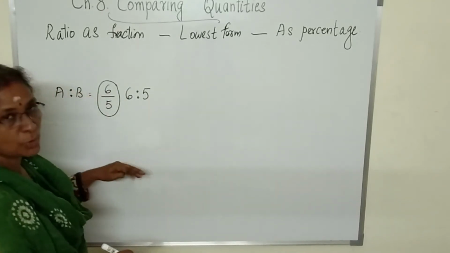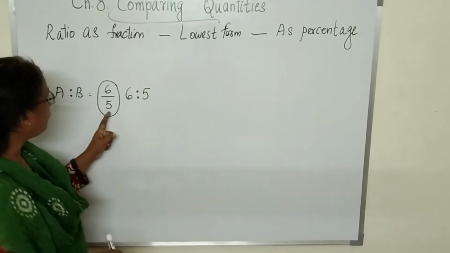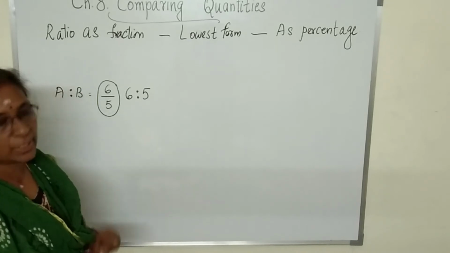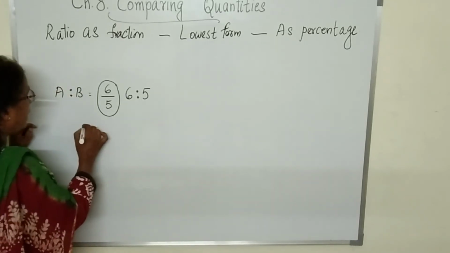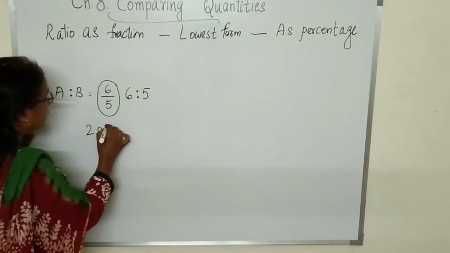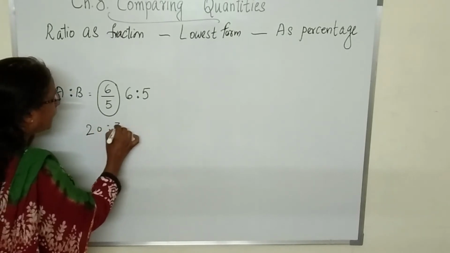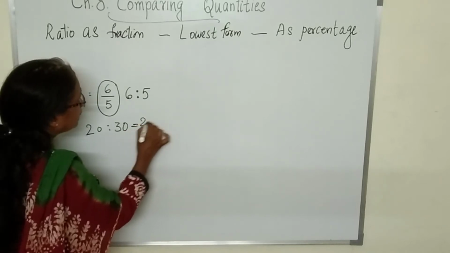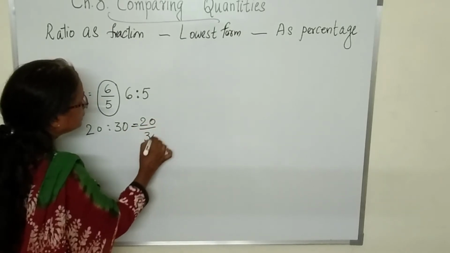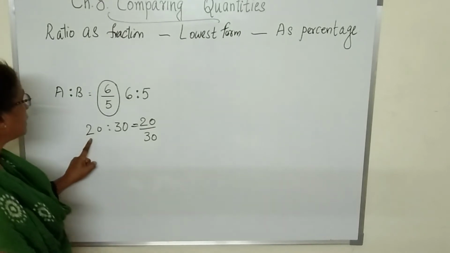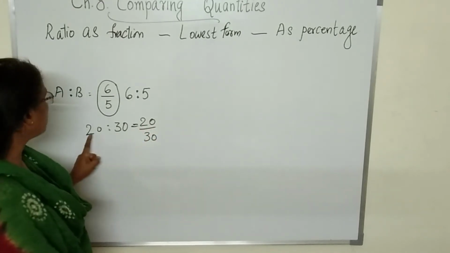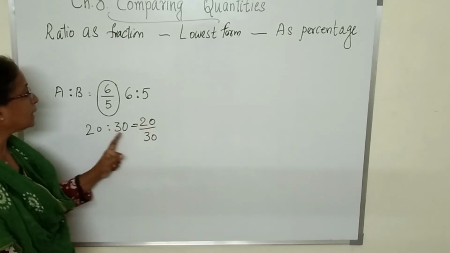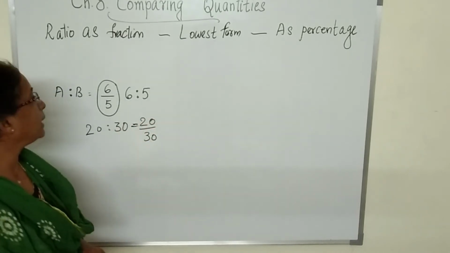So any ratio can be written in the form of fraction and any fraction can be written in the form of ratio. For example, if you get 20 is to 30, this can be written as 20 upon 30. So the first term, the antecedent, will be the numerator and the consequent will be the denominator.